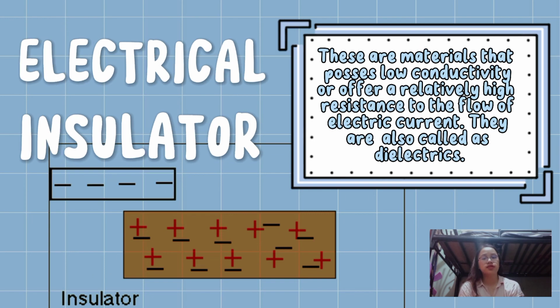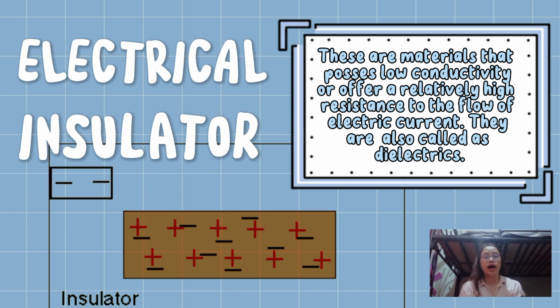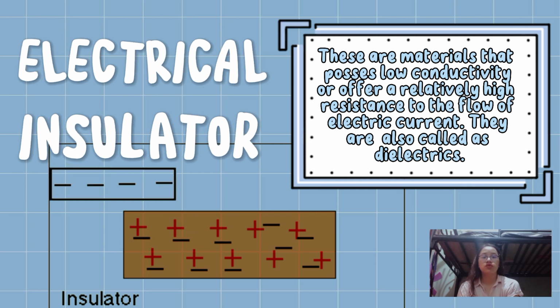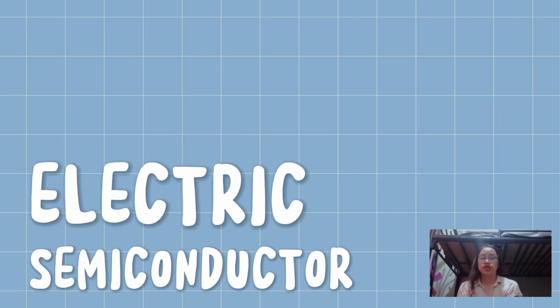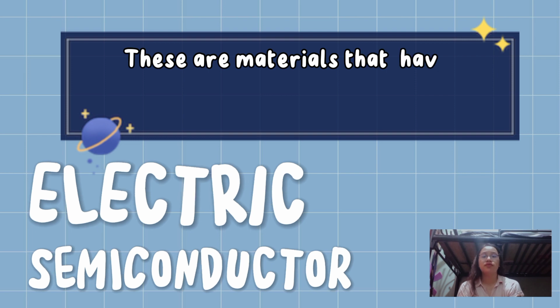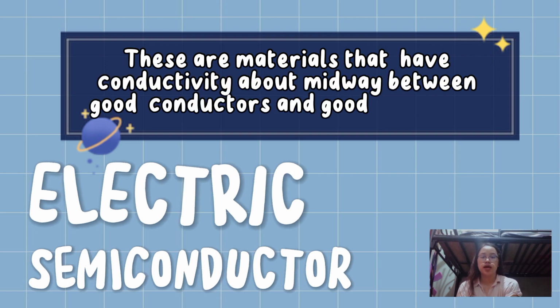Electrical insulators. These are materials that possess low conductivity or offer a relatively high resistance to the flow of electric current. They are also called dielectrics. Electric semiconductors. These are materials that have conductivity about midway between good conductors and good insulators.